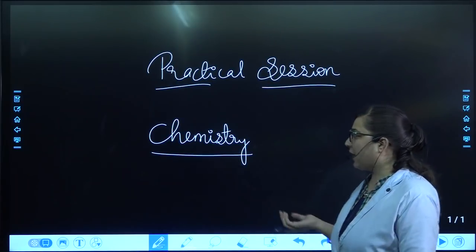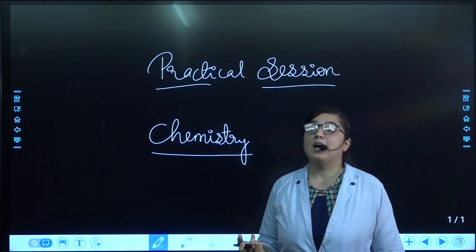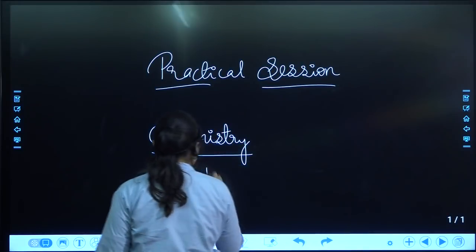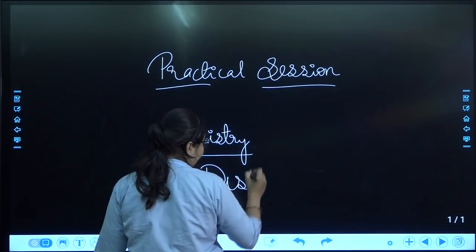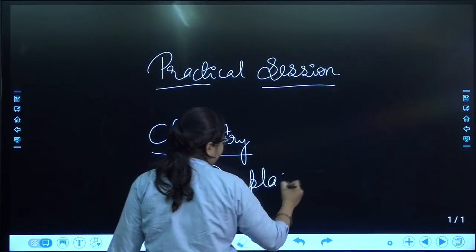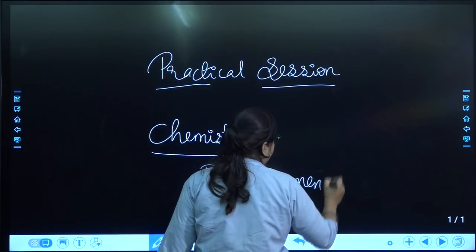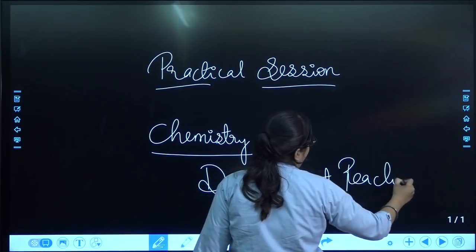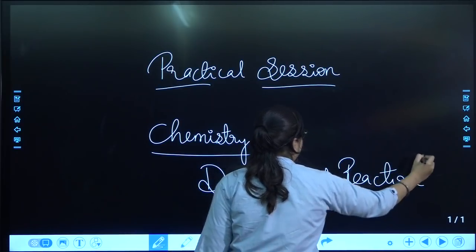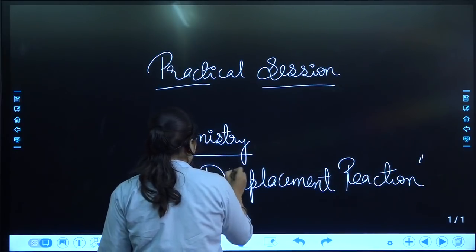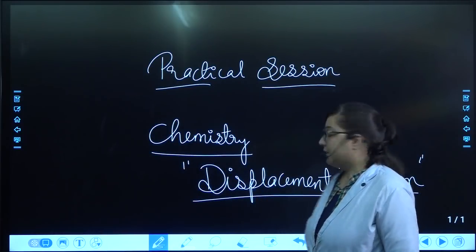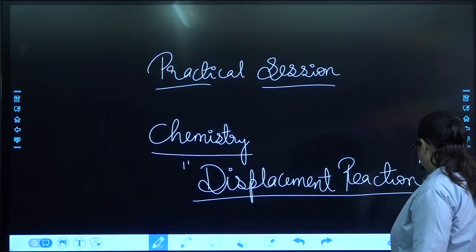What have you studied now in class 8 chemistry? You have studied about the displacement reaction, right? We are going to practically see the displacement reaction. Let's observe it.